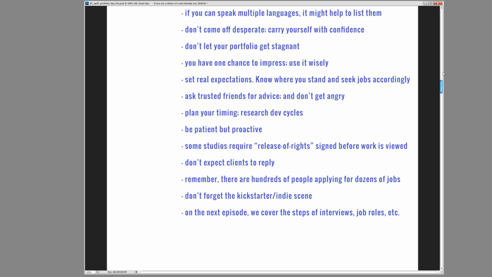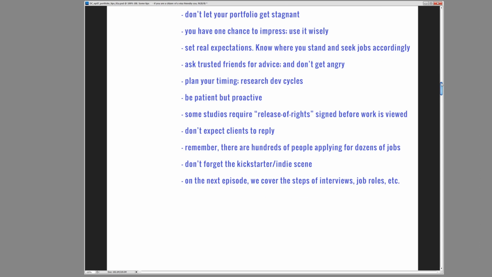That means update your blogs, update your websites and things like that to say that you're active. But at the same time, be patient. They're not going to call you the day you release your portfolio. Unless you're just crazy good.